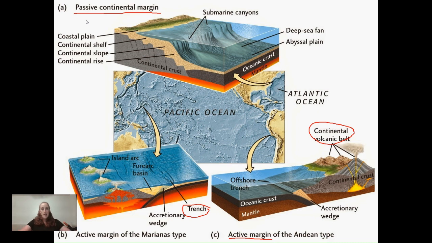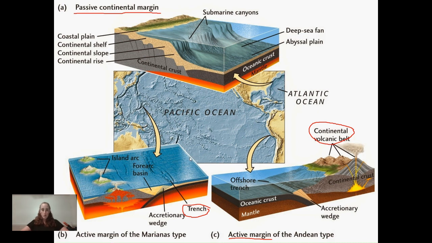So let's say you're in a passive continental margin with no plate boundary. Basically, you'll be on the edge of the coastline, and then you have the continental shelf just off the edge of the beach, and then it'll go down to a slope, and then terminate in the abyssal plain, which is about 2.5 miles below the surface.